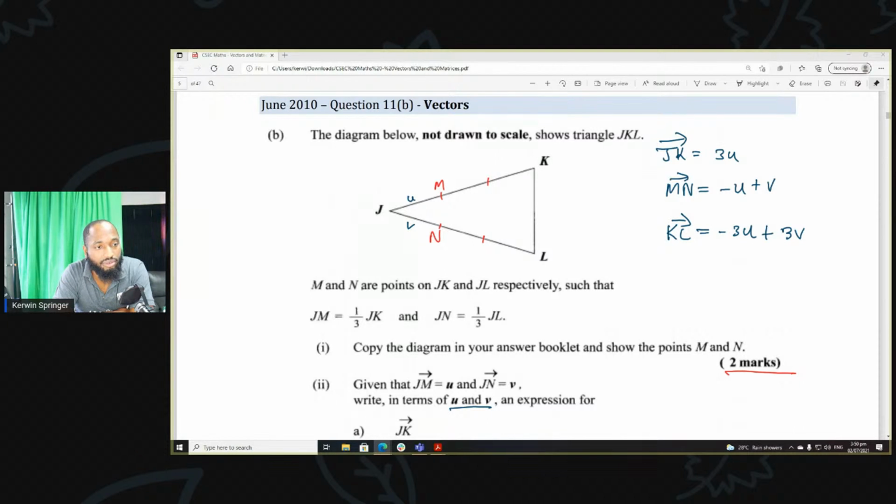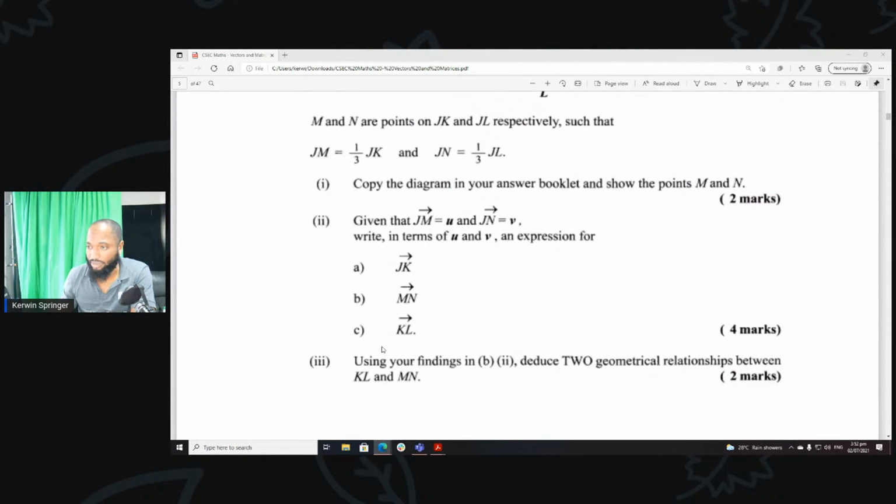How are we looking? How are we looking there? Performance. That's marks. The marking scheme will give you marks.